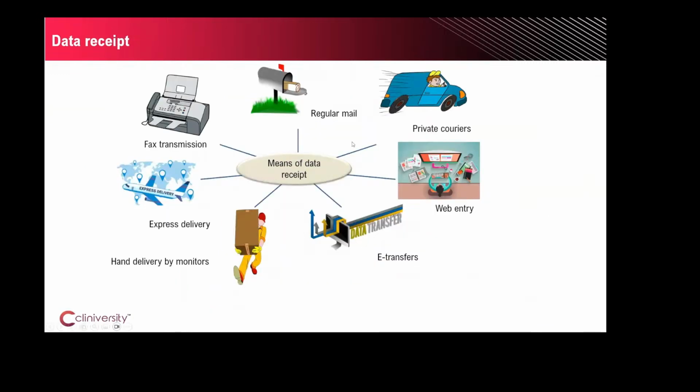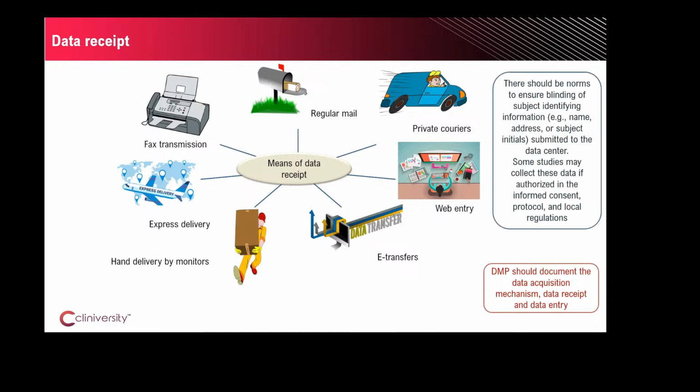Data receipt. Now, data receipt processes vary across the clinical industry. Data could be received through fax transmission, regular emails, express delivery, which has a tracking mechanism, or private couriers. It could be hand delivered by the monitors. There could be an electronic web-based entry, or other electronic means such as SFTP, through which the data can be transferred. Regardless of the data acquisition mechanism, the process by which the data are received, confirmed as received, and made available for data entry should be documented in the DMP.